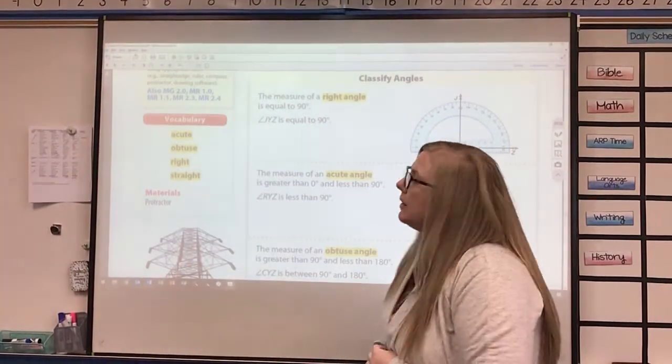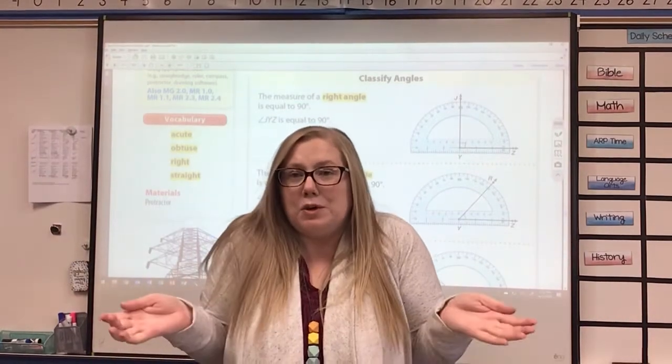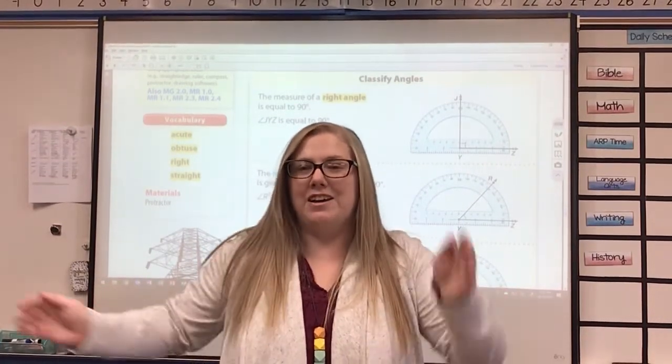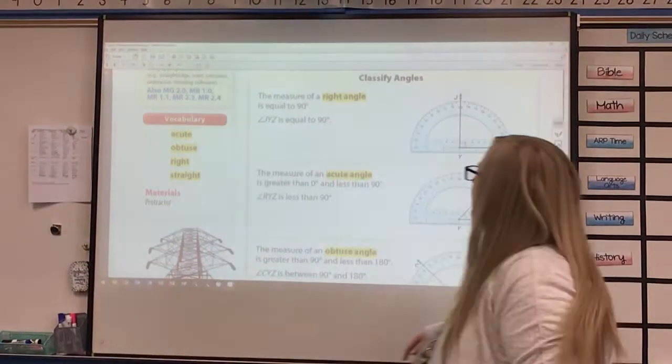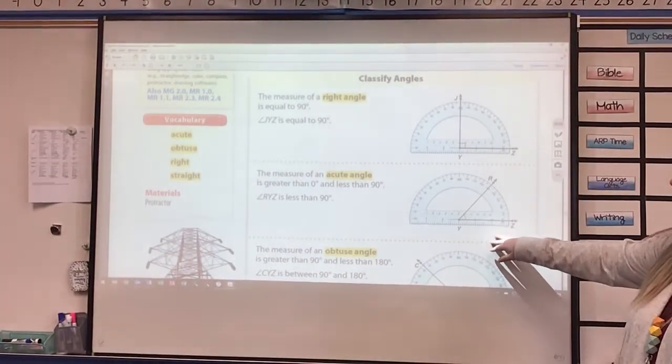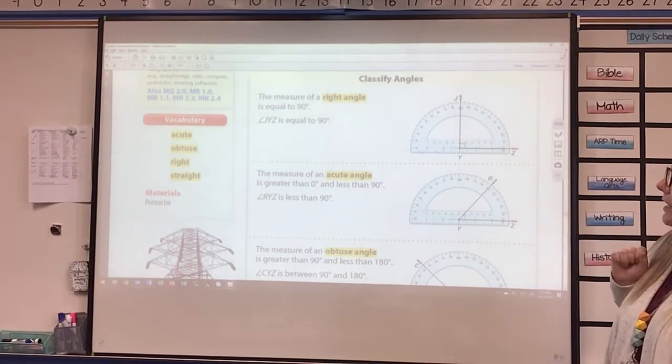Okay, the next one is acute, and it's cute because it's small. Okay, so it is small, it's less than 90 degrees, okay? So the measure of an acute angle is greater than 0 and less than 90 degrees.